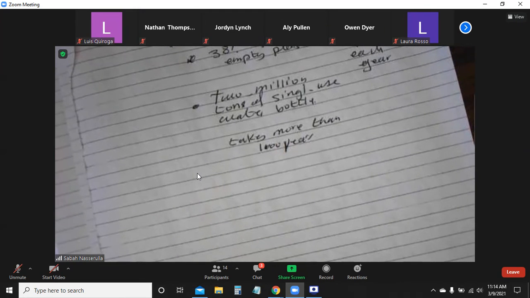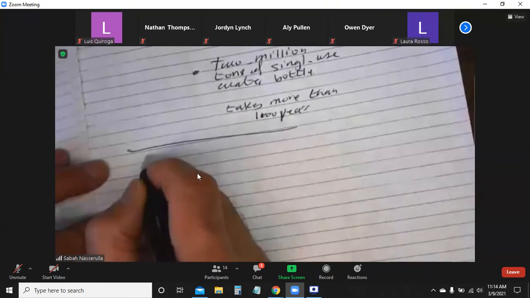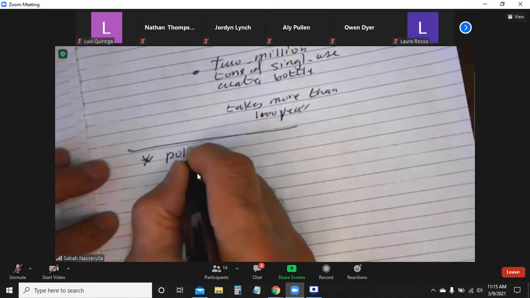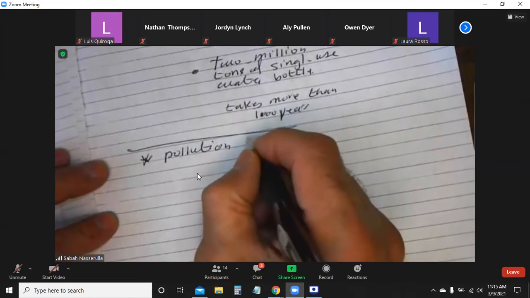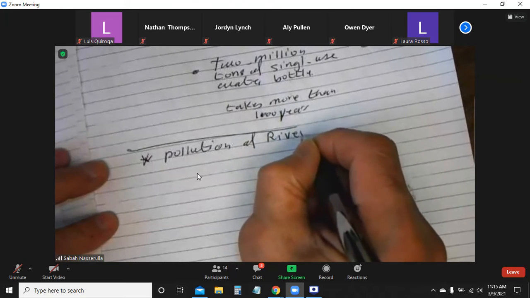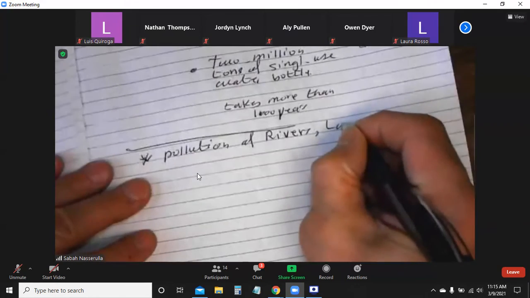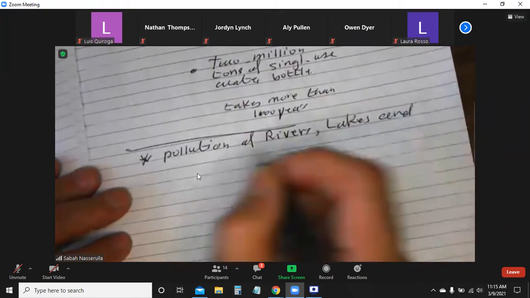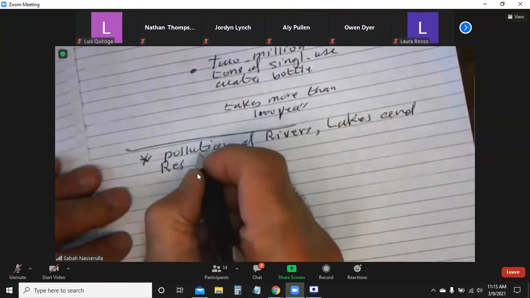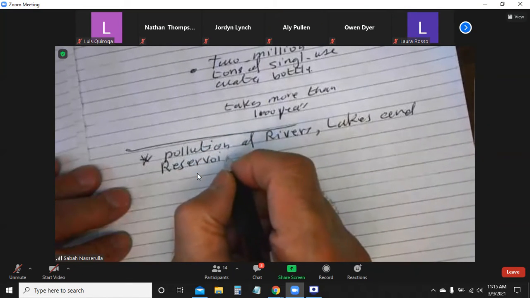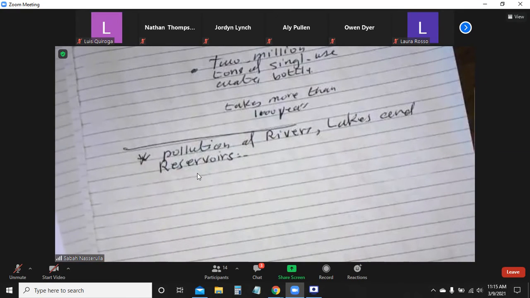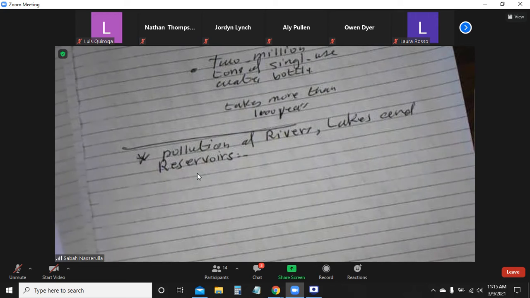Now we go to a new title, water pollution. The subtitle is pollution of rivers, lakes and reservoirs. In a nutshell, if there is pollution in a river, because it is always running, it can more easily be diluted. While lakes, especially those with no water coming in, take a very long time. So basically, it is as simple as this.